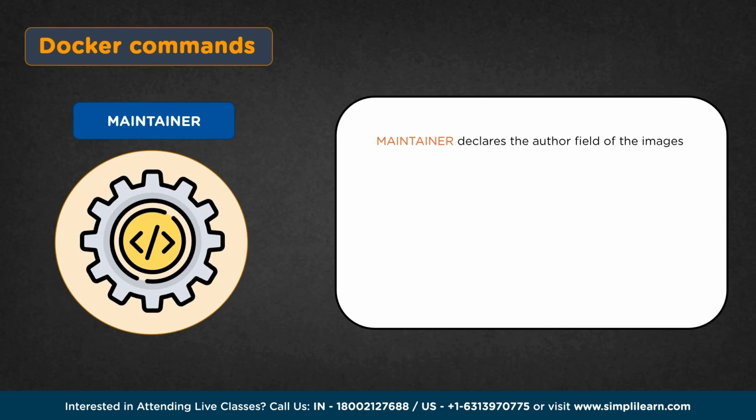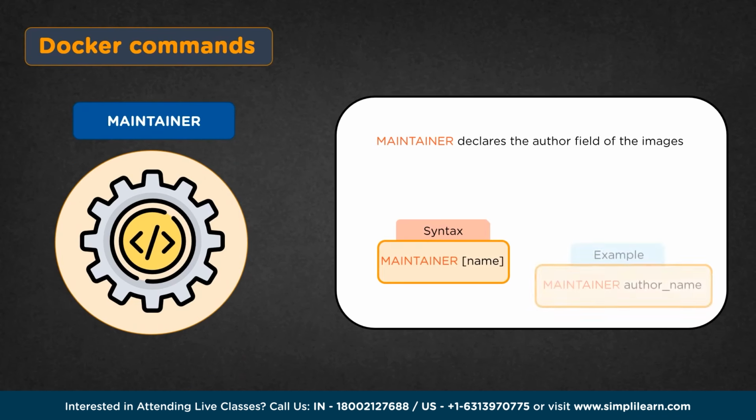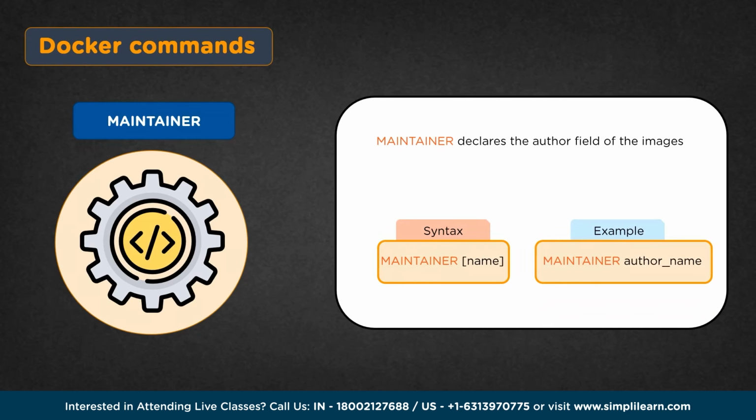Maintainer is there where we can describe the details about the author. These are the fields available at the top, where we can give the author name and author details like email ID, so that we know who is the person maintaining this particular file, and we can reach out to them in case any issues are there with the Dockerfile, right? So that is what we have here.